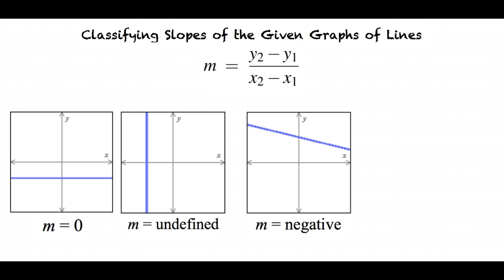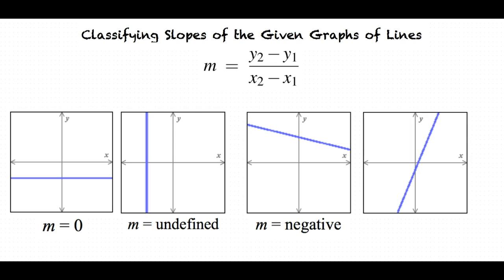Consider this graph. In this case, if we consider x moving from left to right, then the value of y is getting larger. When we use the slope formula, we see that we will have a positive number over a positive number. Therefore, the slope of this line is positive.